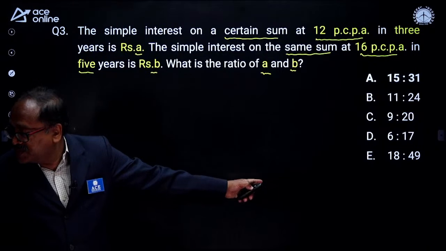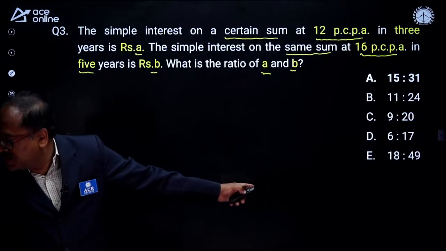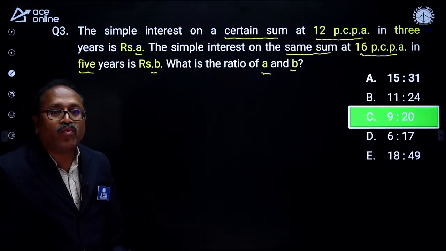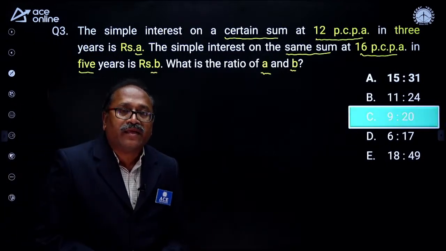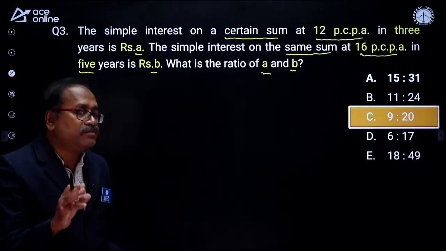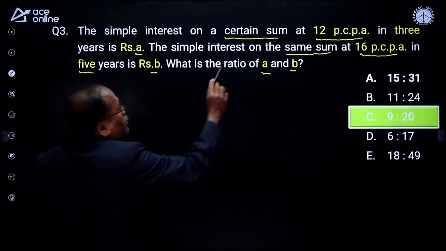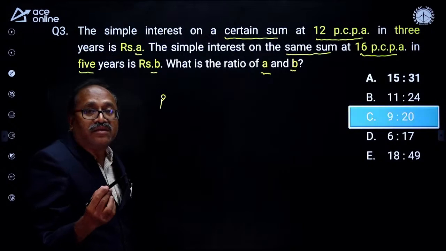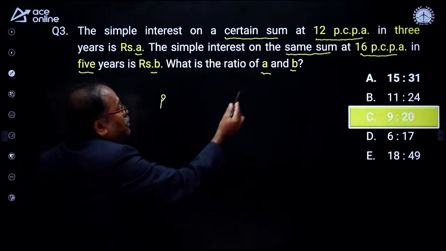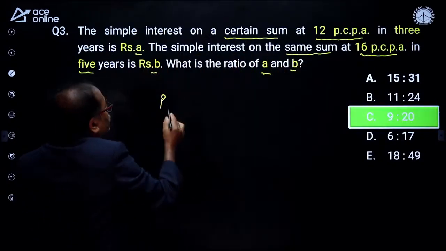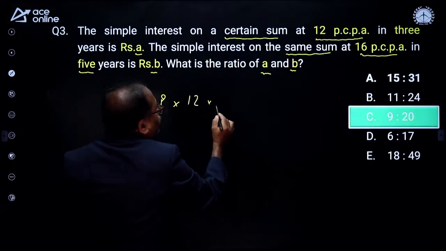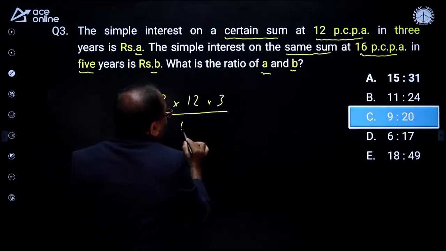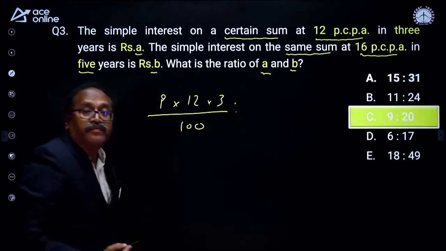Time up. Ashish, what is your answer? Option C. Oh wow, that's great. Ashish, Anusha madam, so nicely you did it. It is said that principal is P. What is A? A is the interest at the rate of 12% per annum for 3 years. So 12% per annum for 3 years, so PRT by 100.